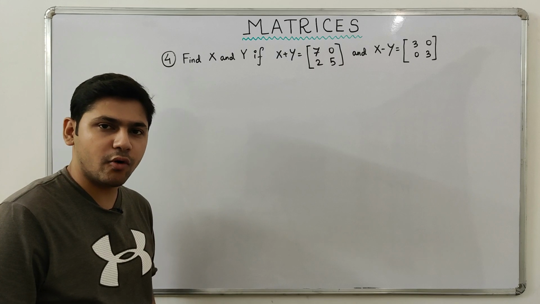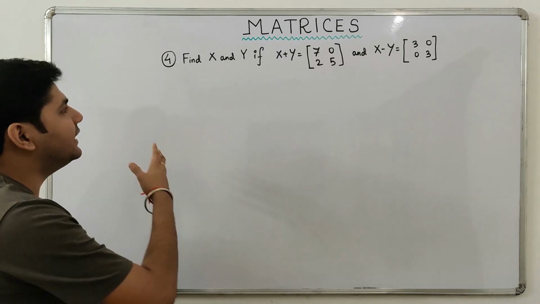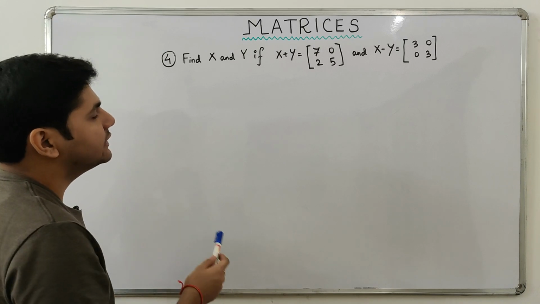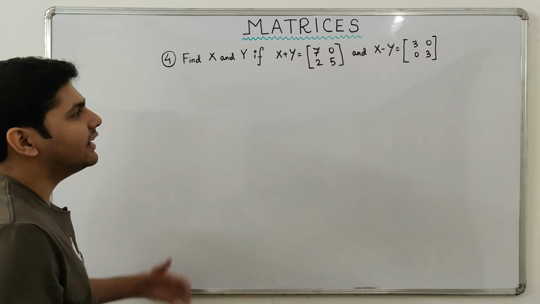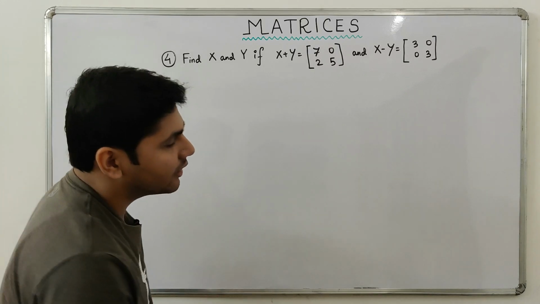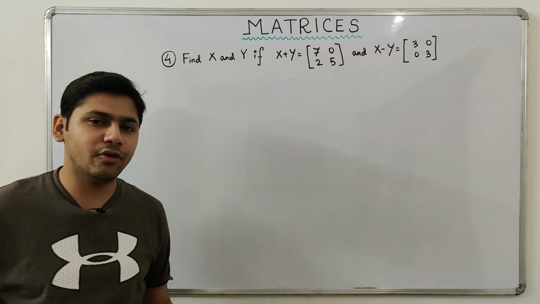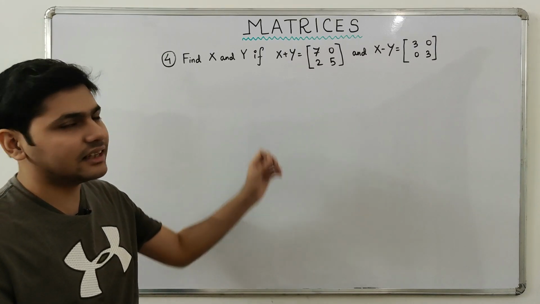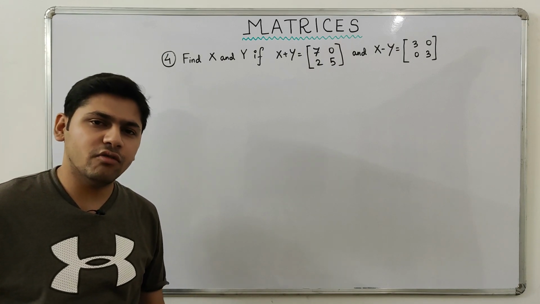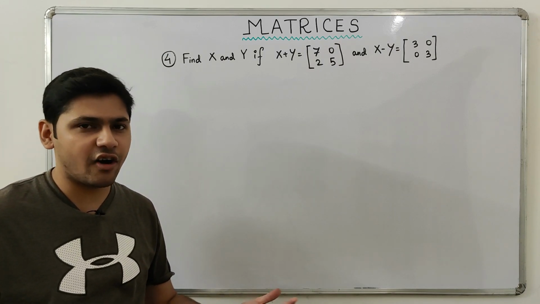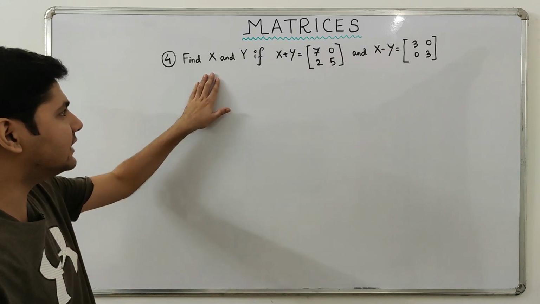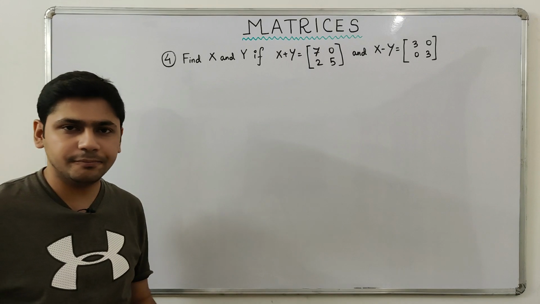Moving on to question number 4, we have find x and y if x plus y is equal to 7025 and x minus y is equal to 3003. Now if you look carefully, this is a sum of simultaneous linear equations of matrices. So we will use the method of elimination of simultaneous linear equations to solve this question and get the values of x and y. Simple.